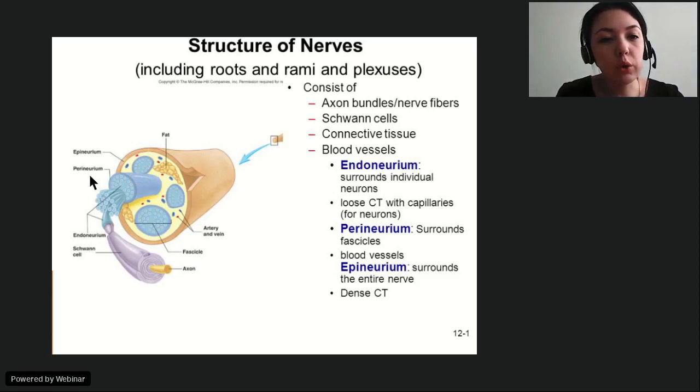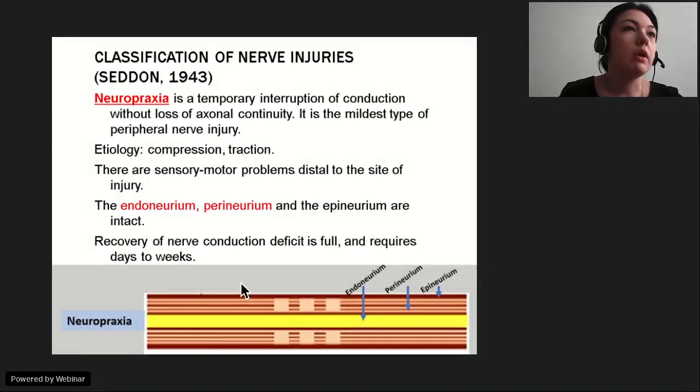And so the whole nerve is covered by epineurium. It surrounds the entire nerve, and it is dense connective tissue. If endoneurium and perineurium are formed by loose connective tissue, then epineurium is dense connective tissue. That is the structure. And during surgery, we will use this basic anatomy knowledge. So now let's talk about classification of nerve injuries.